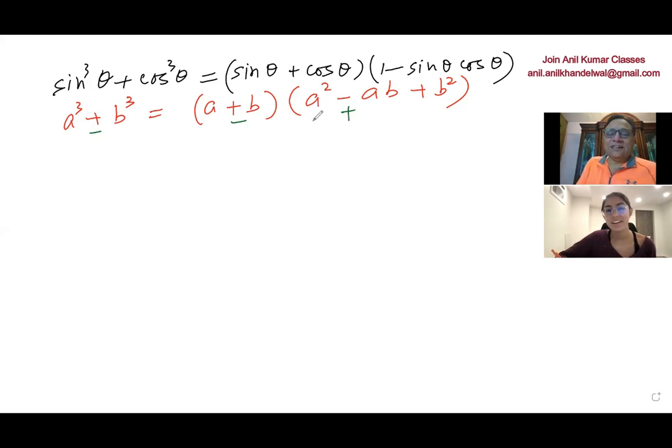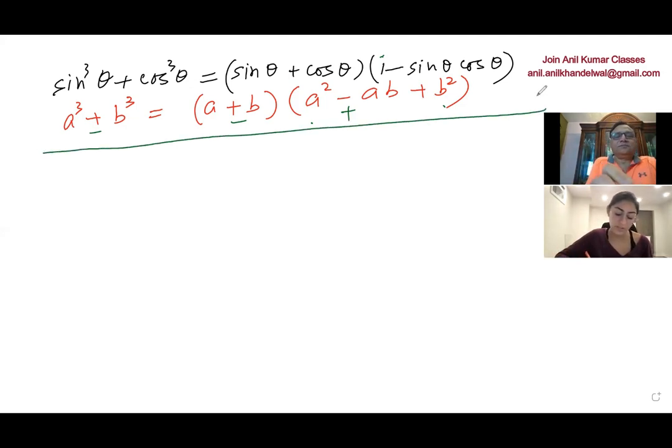Because for sine and cosine, a square plus b square is sine square theta plus cos square theta, which is 1. The straight answer. And then ab is just your sine theta cos theta. That's it. Done. Okay, that makes sense. I just didn't know the formula. Good. So done with this. Next question, please.